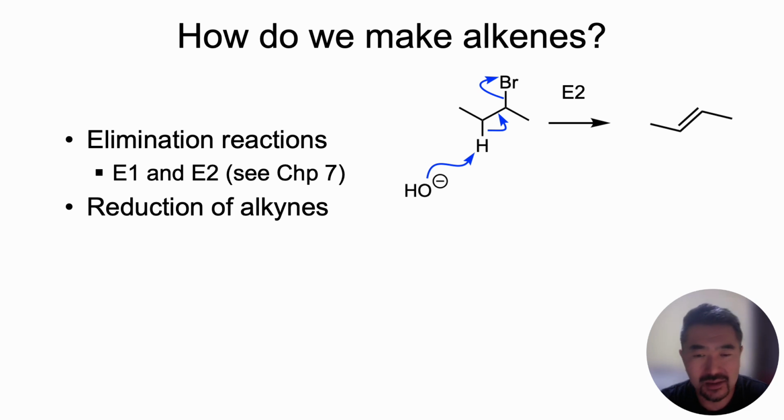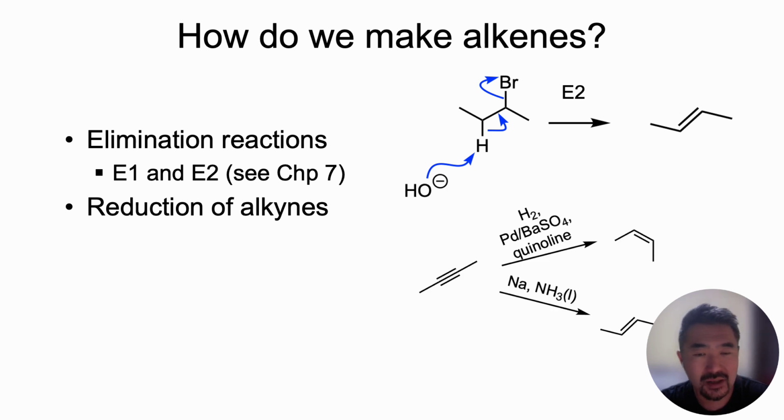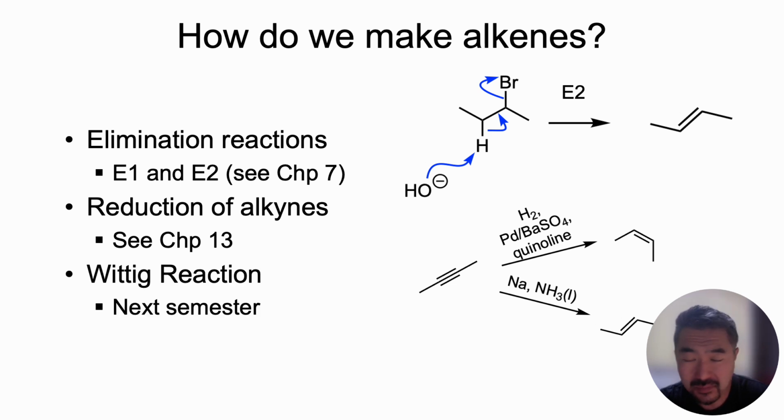Another method is reduction of alkynes, and remember that's the triple bonds. Triple bonds can be reduced to double bonds, alkenes, by different methods that give you different stereochemistry, cis and trans, but we're going to discuss these in detail in chapter 13, so we won't discuss those until then. The third method would be the Wittig reaction, which will not be discussed during this semester, so I don't think you need to worry about that at all.